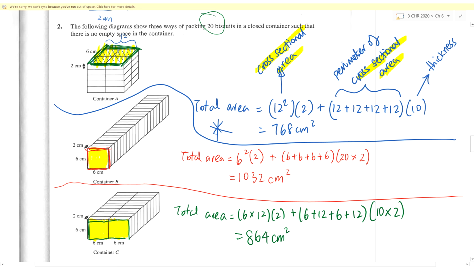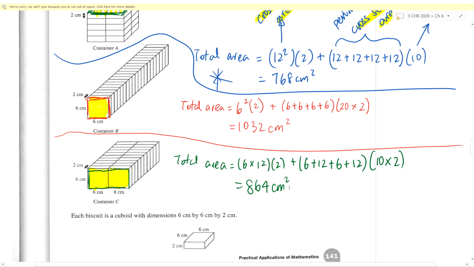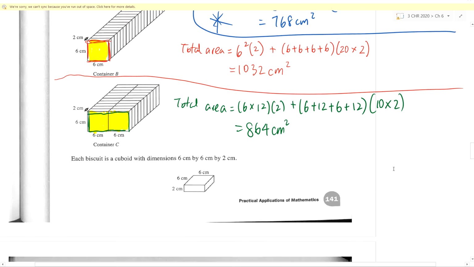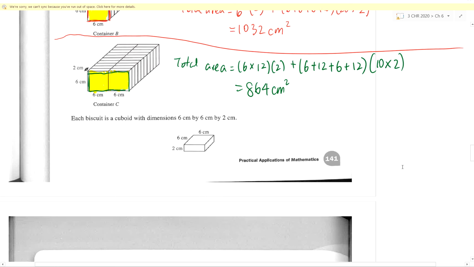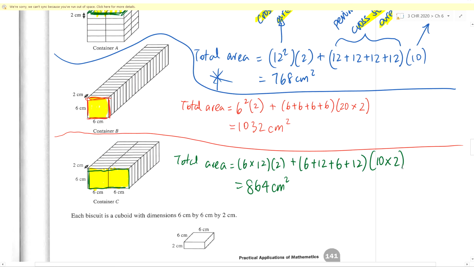Okay, so there we have it, the three different lengths, the three different areas. But that is not the final question. Did I ask for the amount, the cost? Find the cost of making each container. So now that I have the area for all of them, I have to find out how much it costs.